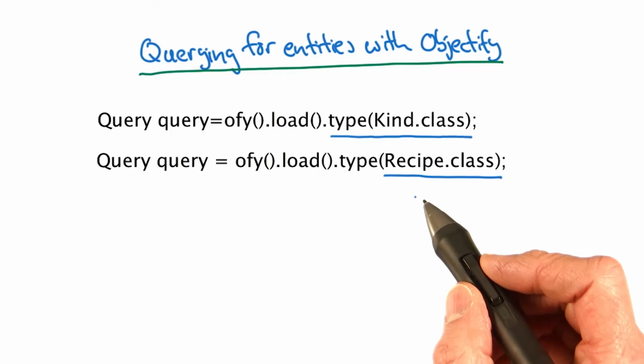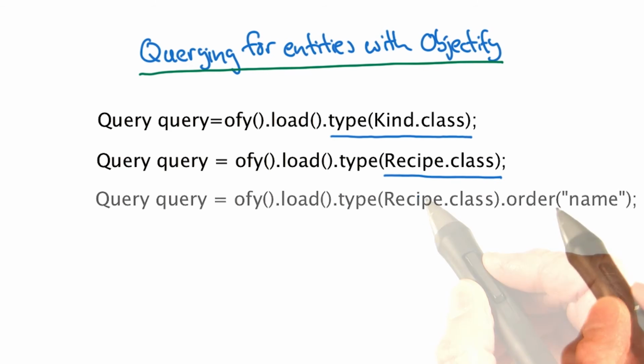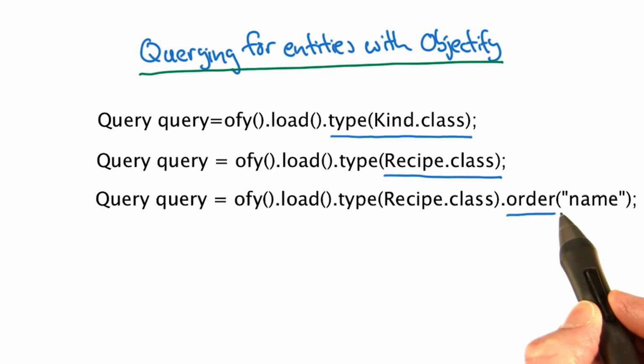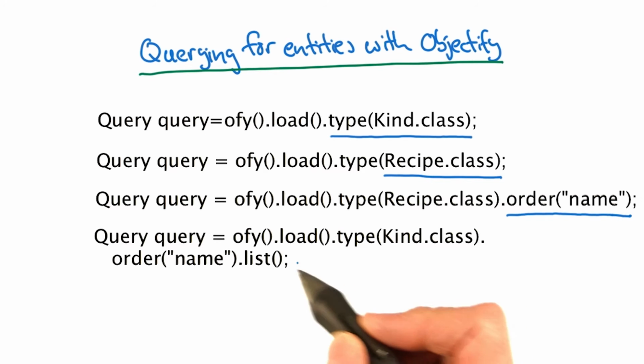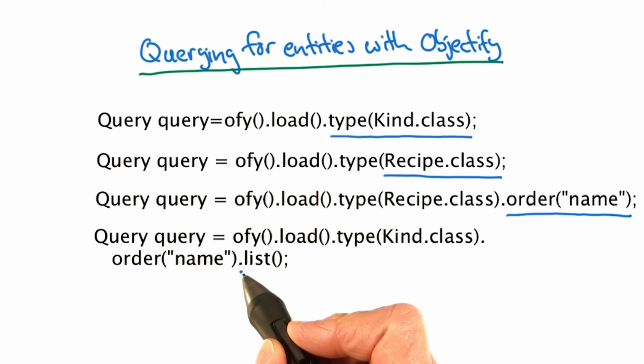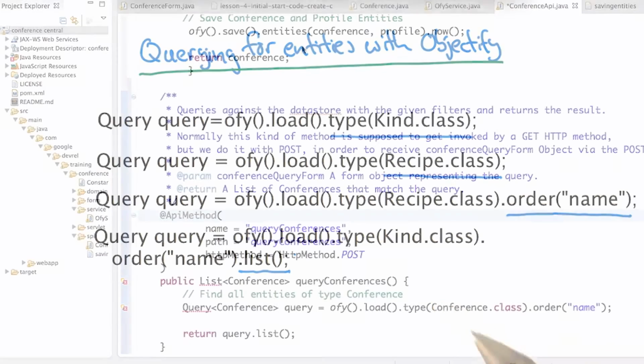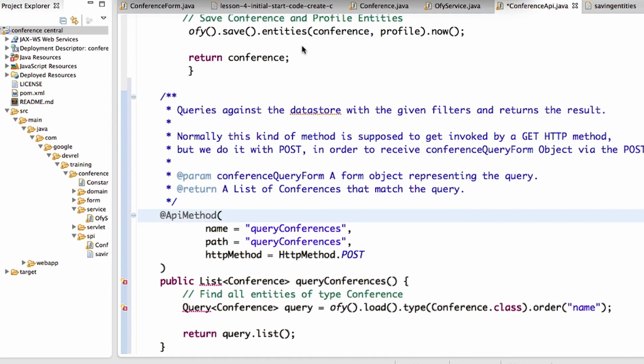You can also sort the results based on a property value. So here's how you'd sort the recipe entities according to their name. You just call the order method and you specify the property to sort on, and we're going to sort on the name. So to actually go ahead and execute the query, you call the list method. So here's what you'll do to add the functionality to query for all conferences. In the Conference API class, you're going to add a method called query conferences. There we are, query conferences.